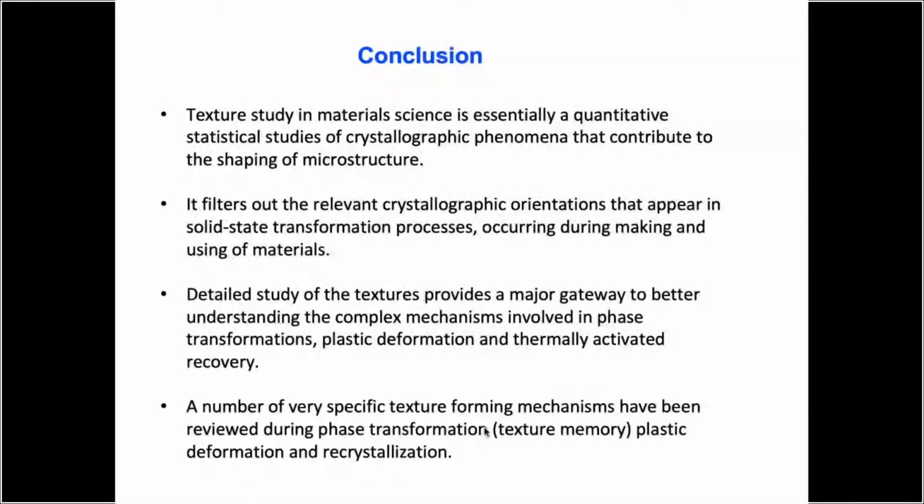My second conclusion is that it filters out the relevant crystallographic orientations that appear in solid-state transformation processes occurring during making and using of materials. So if you measure the texture, you find that certain orientations will be preferred, others not, and this has a reason. And the reason for this is the metal physics.